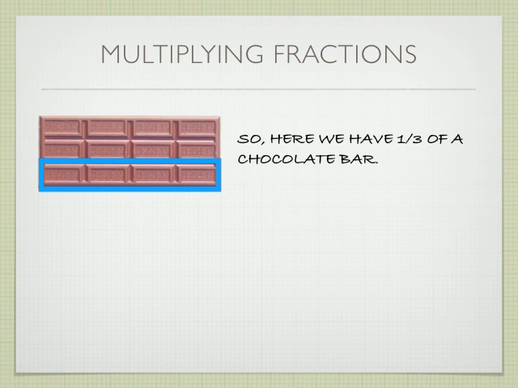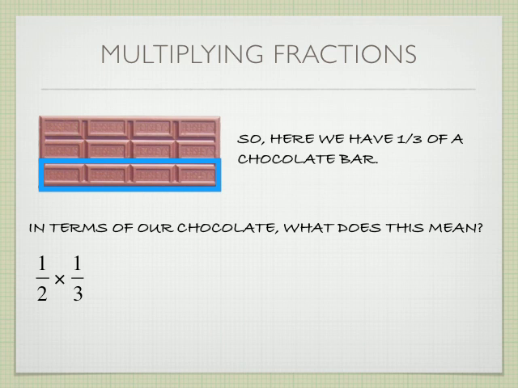So let's say that we have 1/3 of a chocolate bar. In terms of chocolate, what does this mean? I know that you probably know how to do this mathematically, and that's not what I'm asking. In terms of the chocolate bar, what does that mean? Well, a lot of times when you see a multiply sign, you're going to say of. So that would be 1/2 of 1/3. Well, there's my 1/3. There's my blue. 1/2 of 1/3. That would be that part right there.